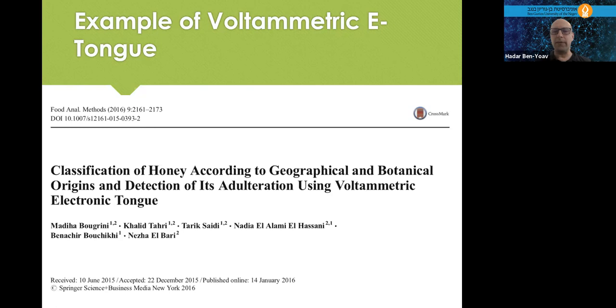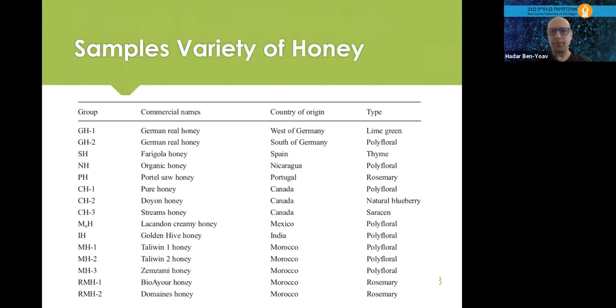Based on the voltammetric electronic tongue, or the electrochemical signal you measure from each honey. First is to generate the data, and they chose different types of honeys from different locations: Germany, Canada, Morocco. So they generate a data set from different locations and different types of honey.